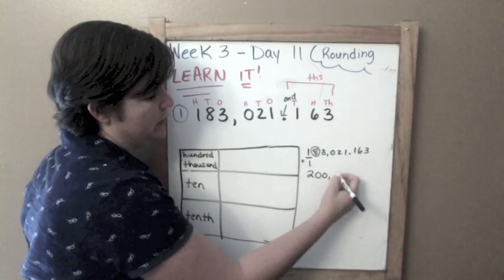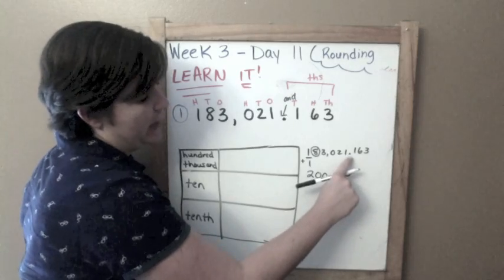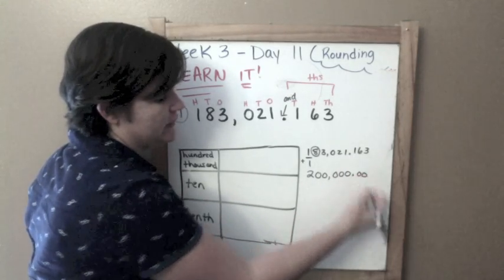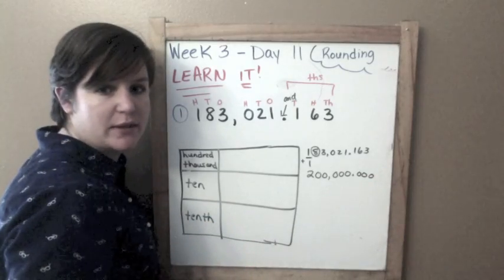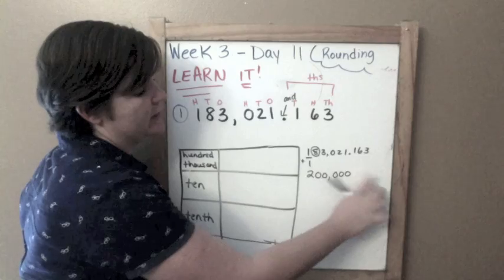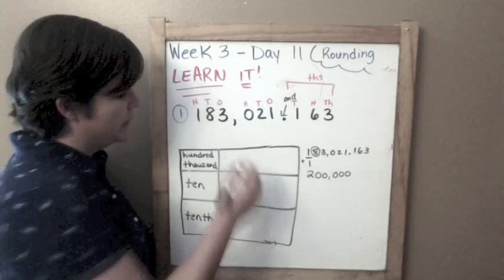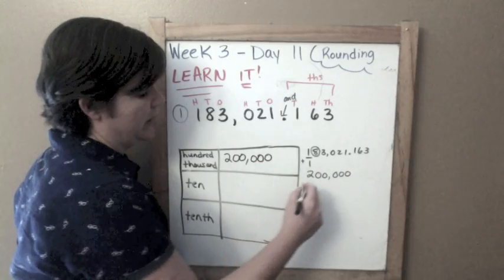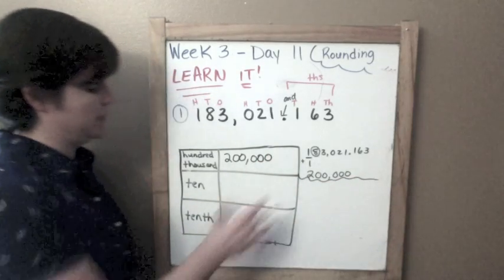2, 0, 0, 0. And once I get to my decimals, I can actually stop because this is the same thing. Having 3 zeros after the decimal is the same thing as having that. Okay? So we have 200,000 for our answer. And I'm just going to do a little squiggly so I can put my work down here.